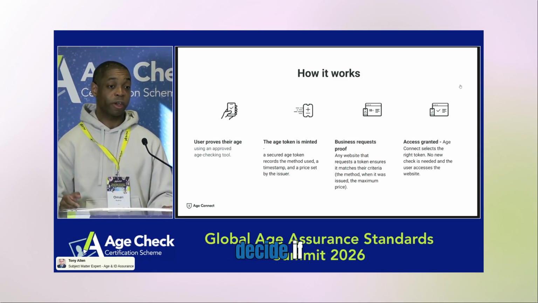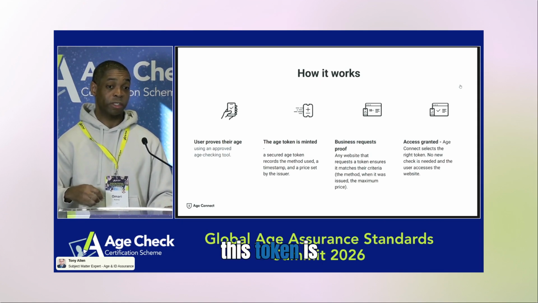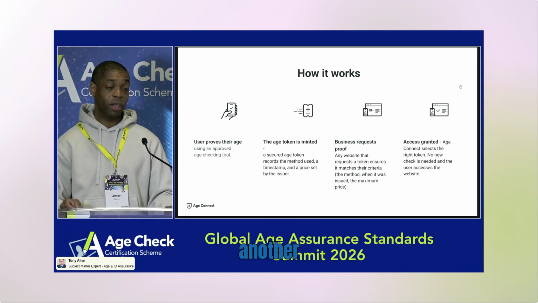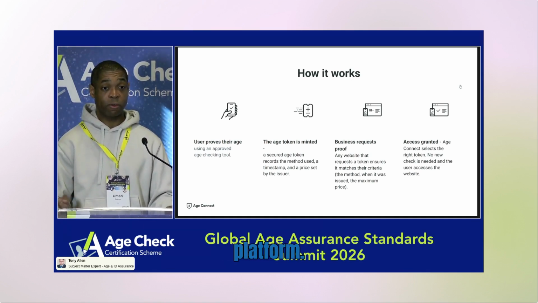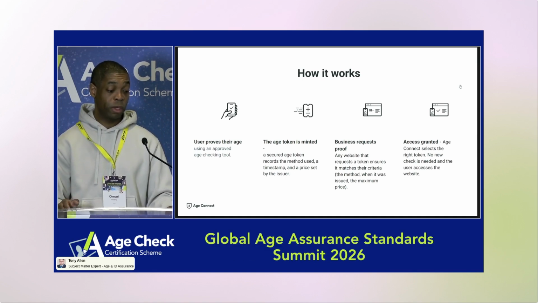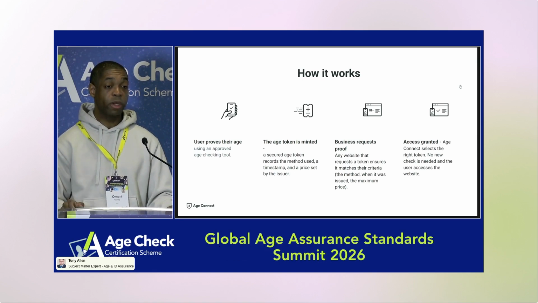So they can decide if somebody else wants to use this token, they need to pay X amount. That value could be zero. So they could say, actually, this token is free for everybody to use. Once that's been done, another business, that could be a platform, that could be another verification provider, can then ask for proof that verification has been performed. And at that point, all the user has to do is verify that they own a token.